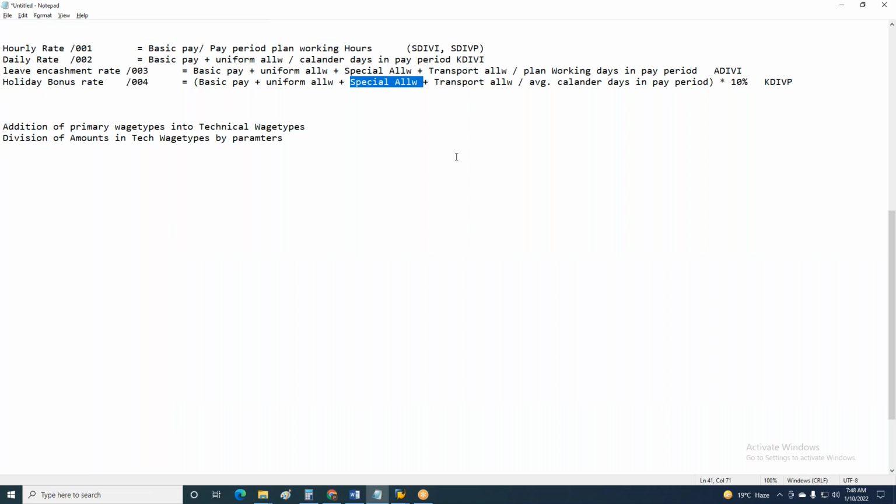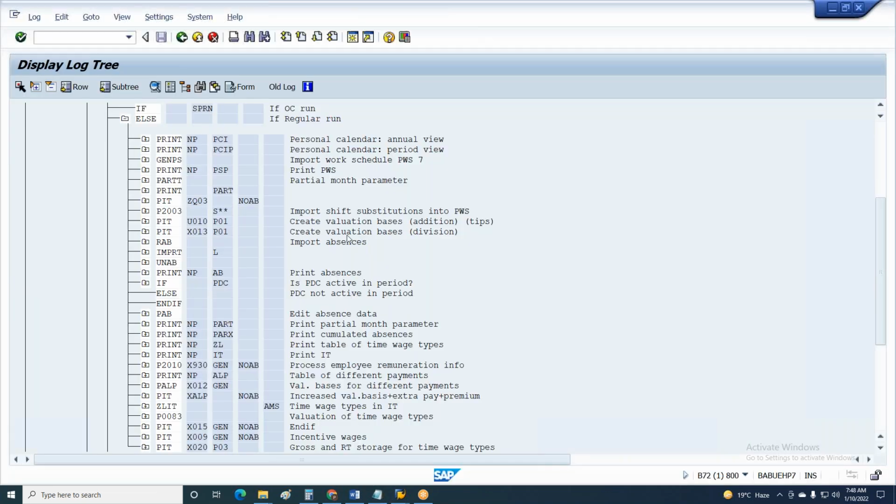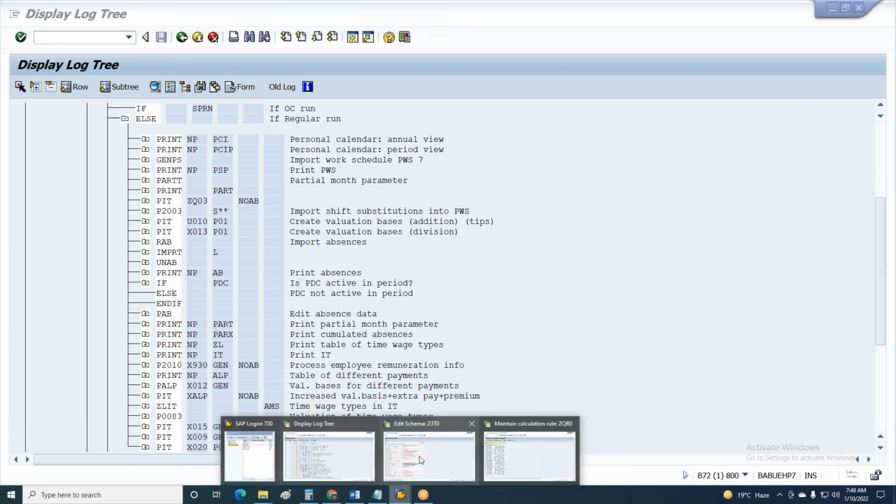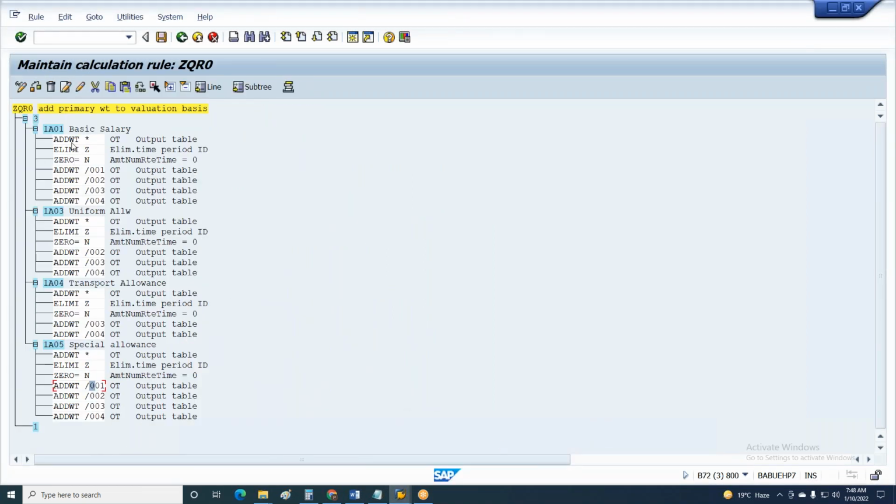So transport allowance is also the same. It is not part of 003. I mean, it's 001 and 002. It is part of 3 and 4. Special allowance and transport allowance both are part of 3 and 4, not part of 1 and 2. So that's why I'm not adding that special allowance into it.